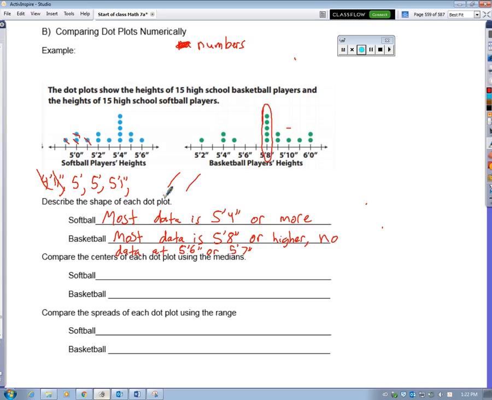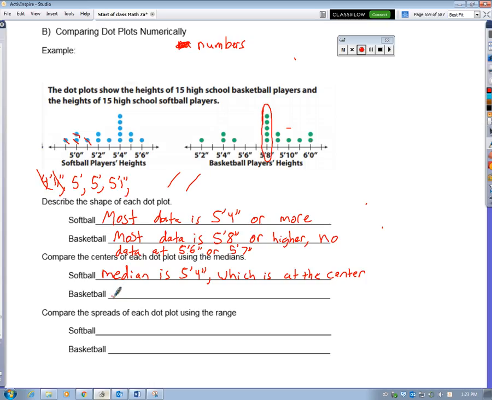For the softball data, the median is 5 foot 4 inches. Now I can put a comma there, which is at the center. So my median just happens to be at the center where you can see most of the data. Sometimes that's the case, sometimes it's not.